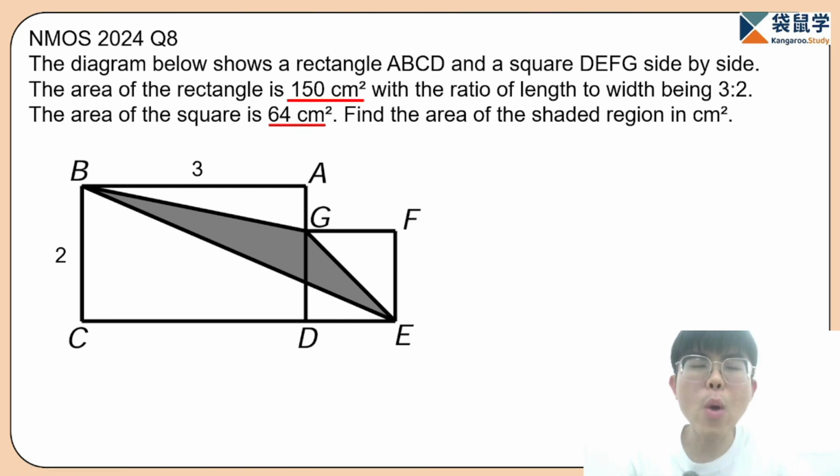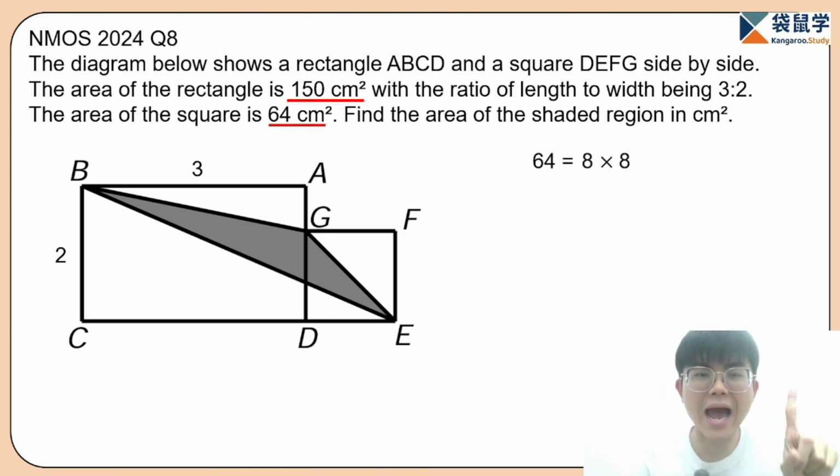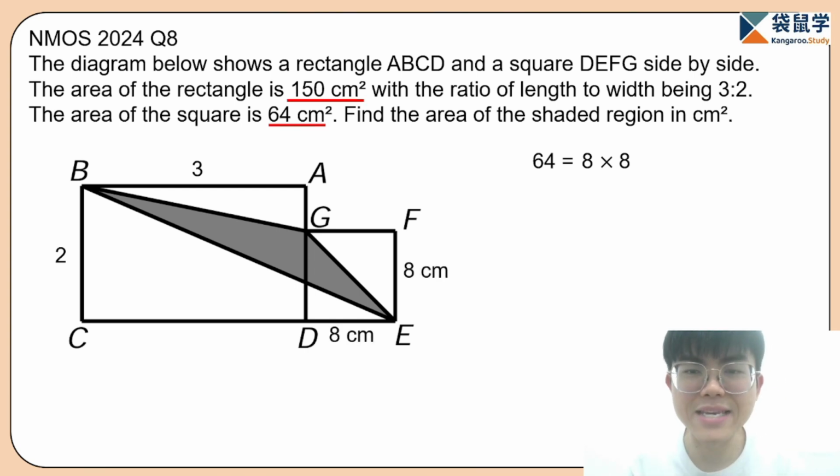So everyone, when you have these three pieces of information, there is one thing that is very easy for us to find, which is the length of the square. Since we are given the area of the square, what is the formula to find the area of a square? It is side length times side length, which means 64 is a multiplication of which two same numbers? It is just 8 times 8. So we have found that the side length of the square is 8 cm.